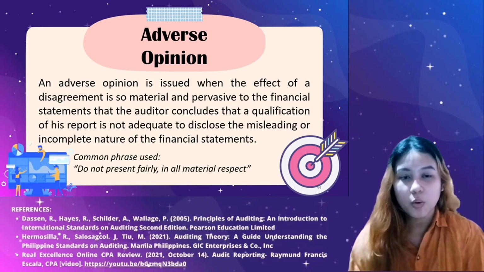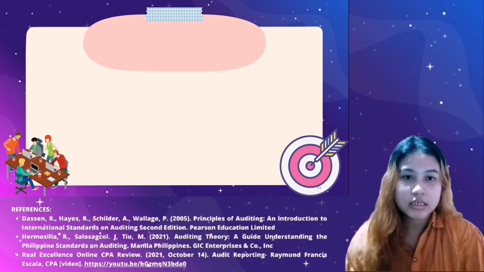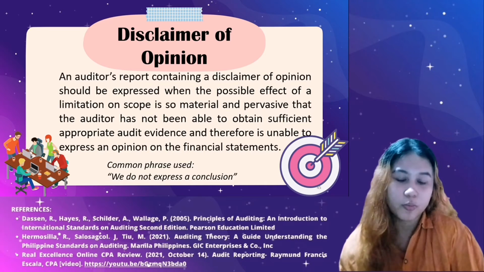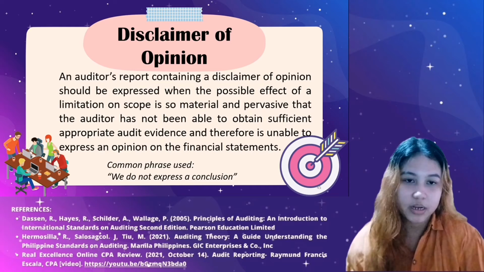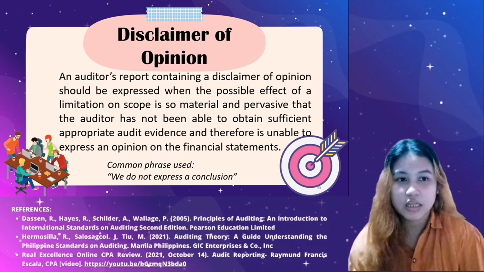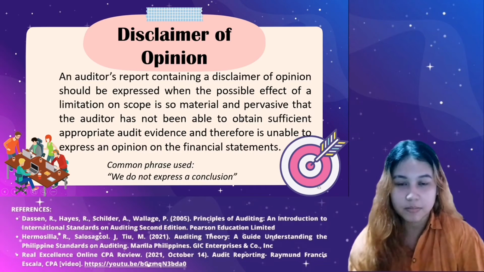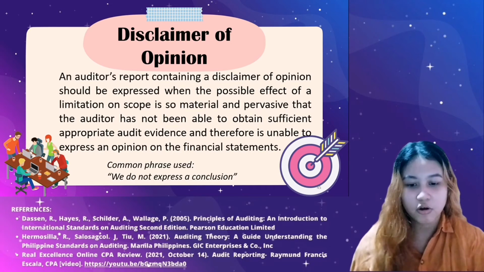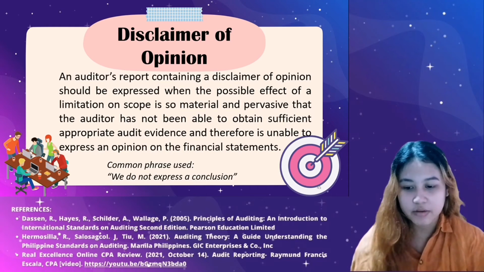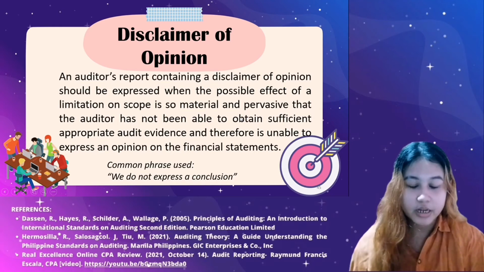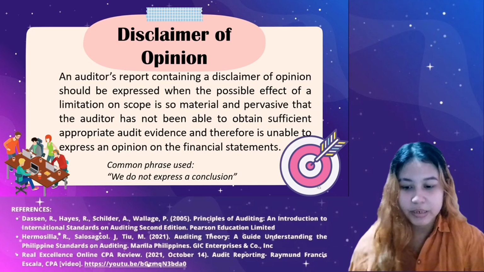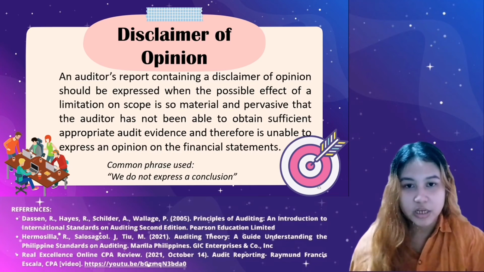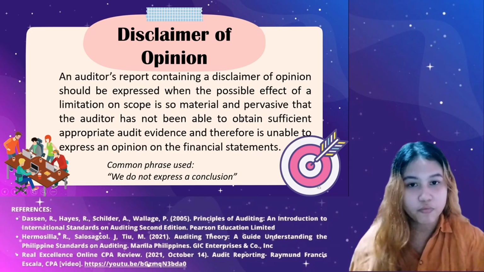For the last type of audit opinion, we have the disclaimer of opinion. An auditor's report containing a disclaimer of opinion should be expressed when the possible effect of a limitation on scope is so material and pervasive that the auditor has not been able to obtain sufficient appropriate audit evidence and therefore is unable to express an opinion on the financial statements. In short, a disclaimer of opinion is the statement by an auditor that no opinion is being given regarding the financial statements of a client. For example, the auditor may not have been allowed or been able to complete all planned audit procedures, or the client restricted the scope of the examination to such an extent that the auditor was unable to form an opinion.